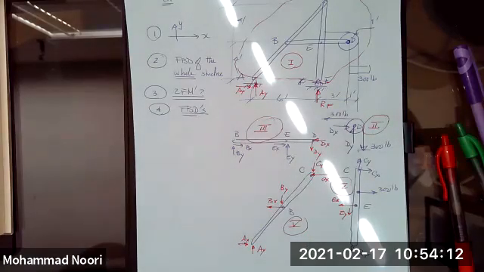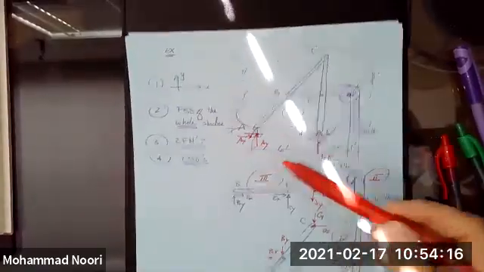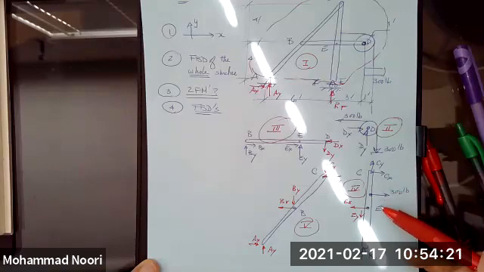So how many unknowns you have on each free body diagram? 1, 2, 3. Here you have 1, 2, 3, 4, 5.